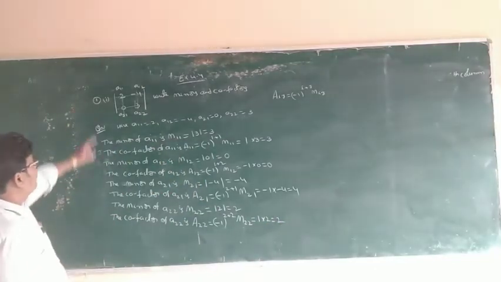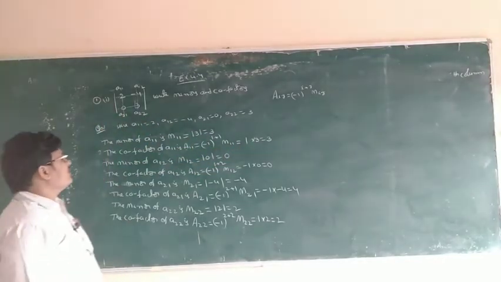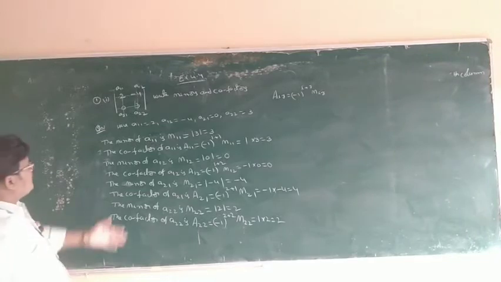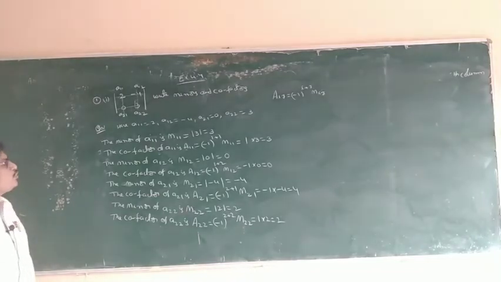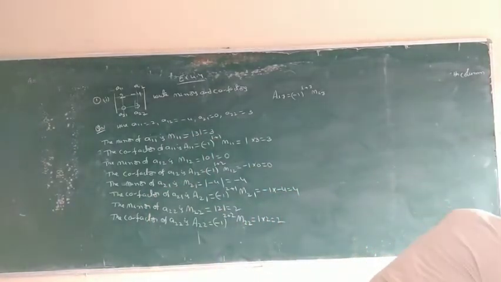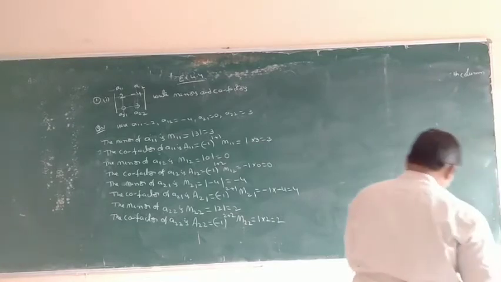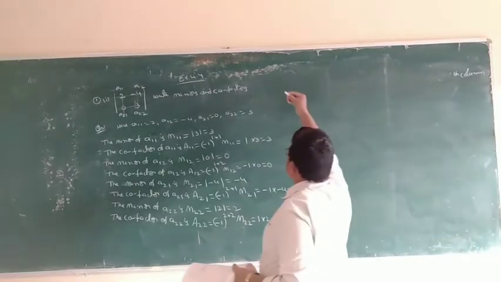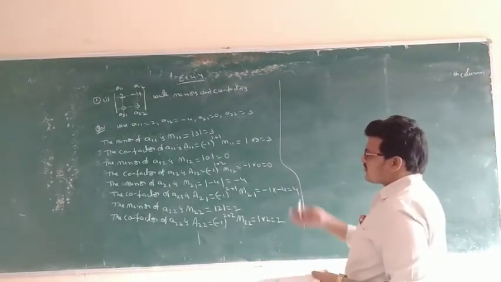So the minor of 2 is 3. The cofactor of 2 is 3. Okay, the minor of minus 4, the cofactor of minus 4, they all are there. This is the 2 by 2 matrix minor and cofactor. So next one, in the same way, 3 by 3 matrix minors and cofactors also follow the same procedure.